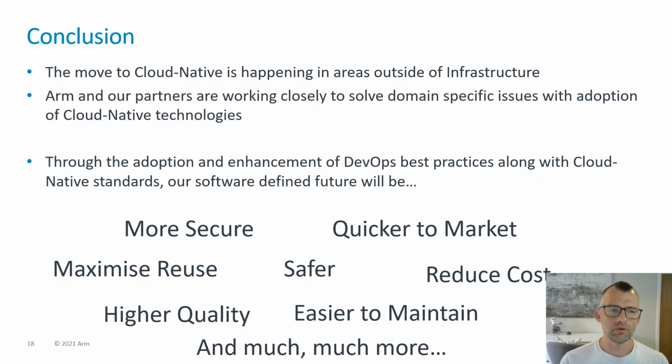So, the conclusion. The move to cloud native is happening in areas outside of infrastructure. Arm and our partners are working together to solve domain-specific issues that exist in adopting those cloud-native methodologies. And through the adoption of those methodologies, we're going to create a better, all the buzzwords at the bottom, a more secure, quicker to market, safer, easier to maintain, higher quality, software-defined future for all of our edge devices.